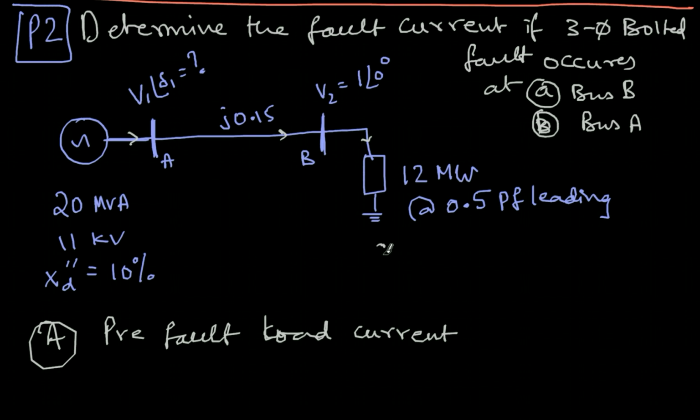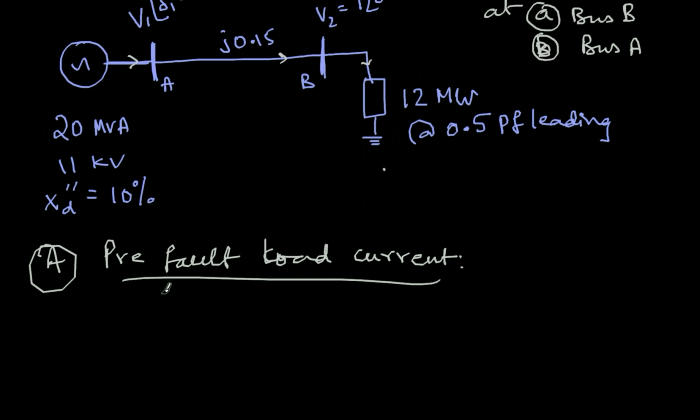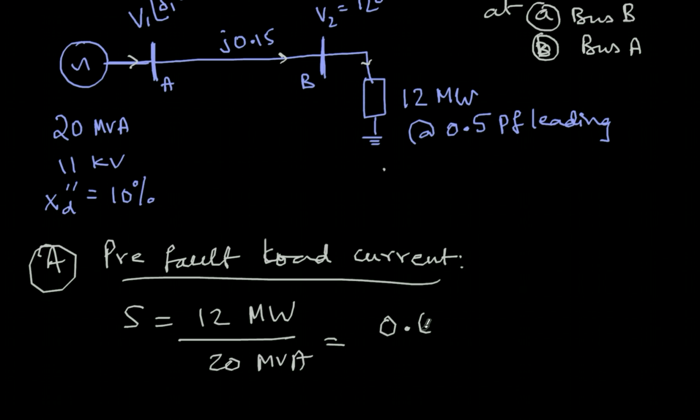So what is the per unit value of this S? 12 megawatt divided by 20 MVA, that is S base. So that is 0.6 per unit, I believe. Yeah, so 0.6 per unit, and at 0.5 power factor lagging. Sorry, power factor leading is given. So 0.5 power factor leading.